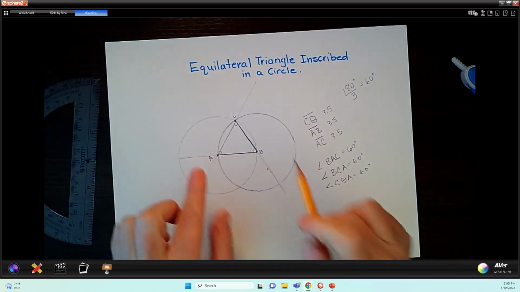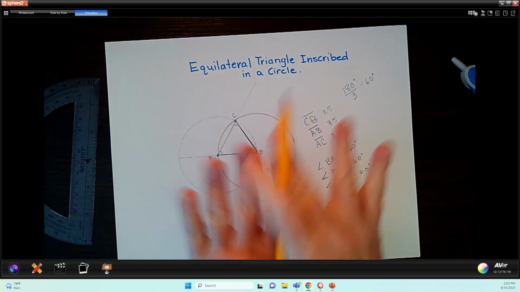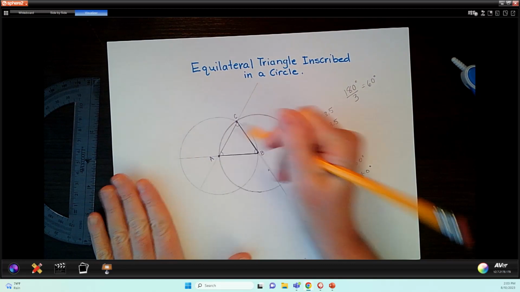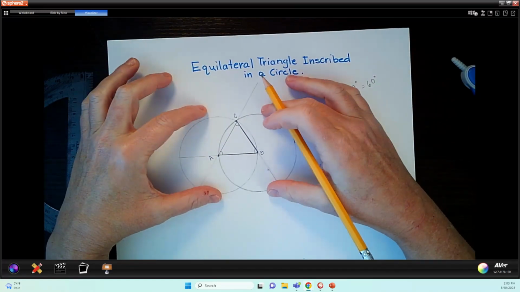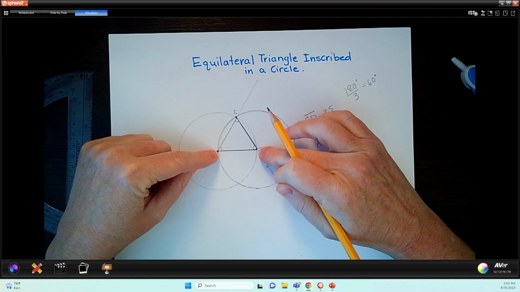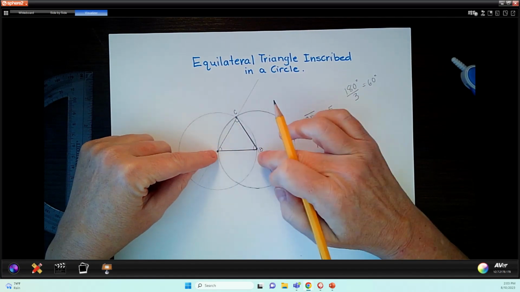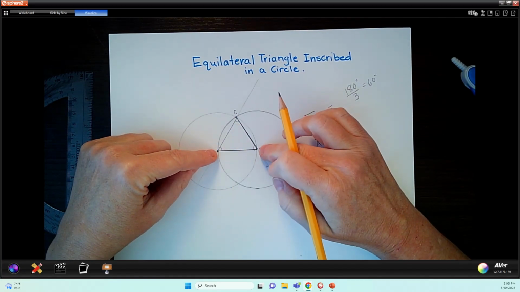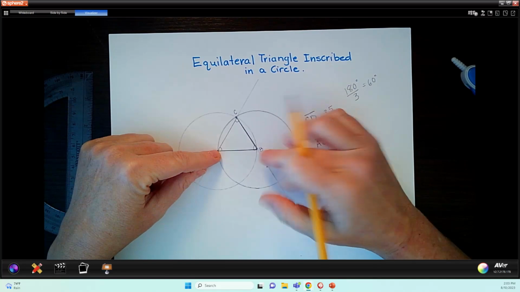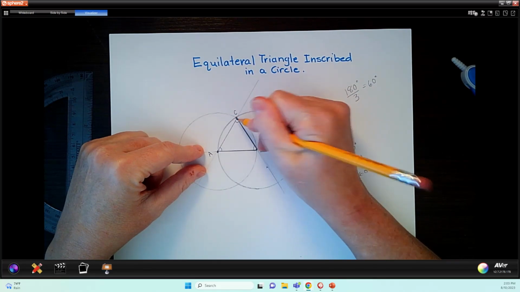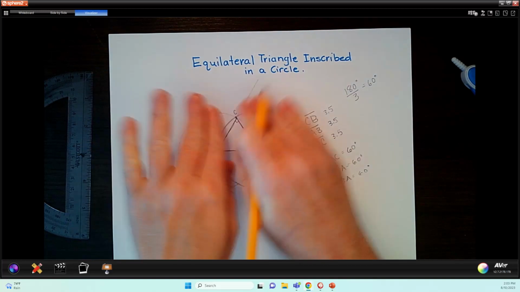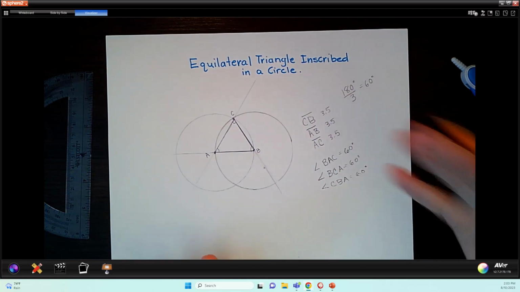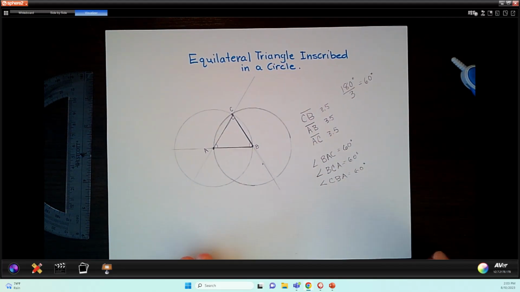Now, what do I know about circles? That I can prove this without doing any measuring. I know that these two circles are congruent. Because circle A and circle B are congruent and I'm using the same center point, that means circle A and B have the same radius. And because they have the same radius, that means A to C is a radius, B to C is a radius, A to B is a radius. They're all congruent. They're all equal, which is why I was able to make an equilateral triangle. Hope you have fun with this.